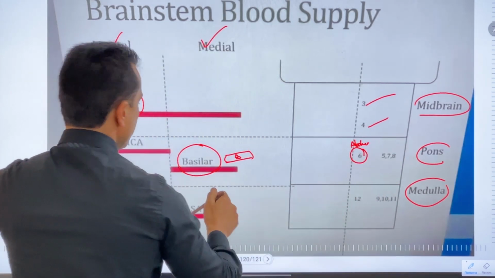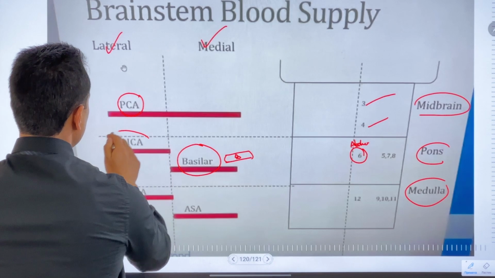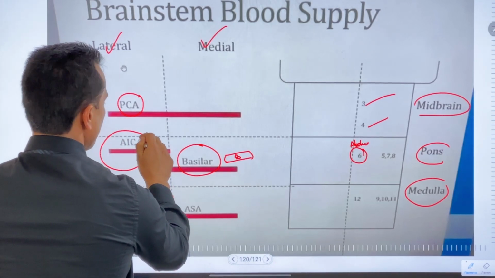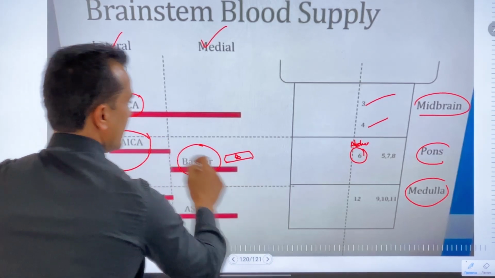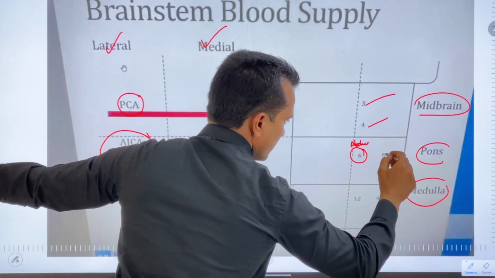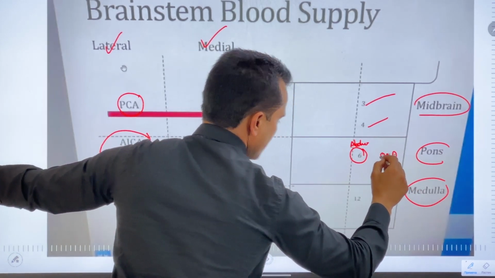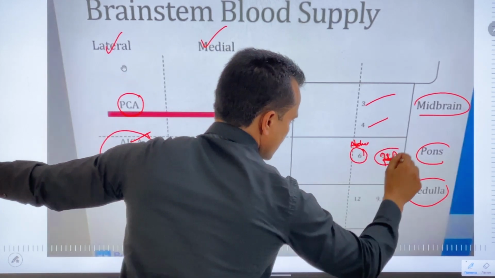And on the lateral side of the pons, which artery supplies the lateral side of the pons? AICA, the anterior inferior cerebellar artery. Trigeminal, facial, vestibulocochlear. With a stroke of the AICA, all three are gone.